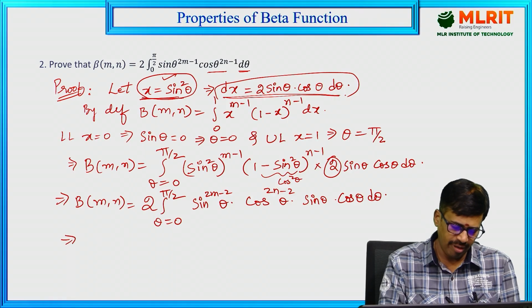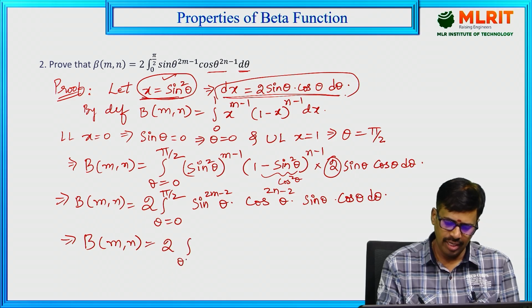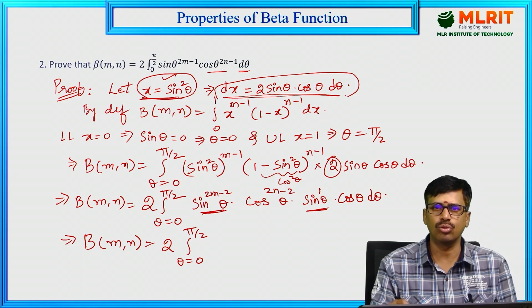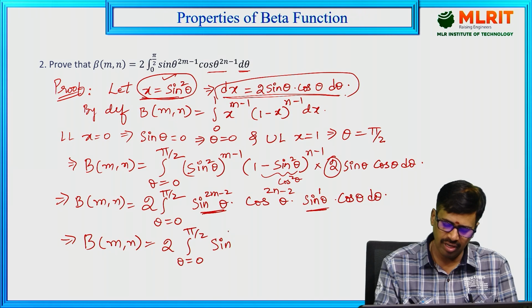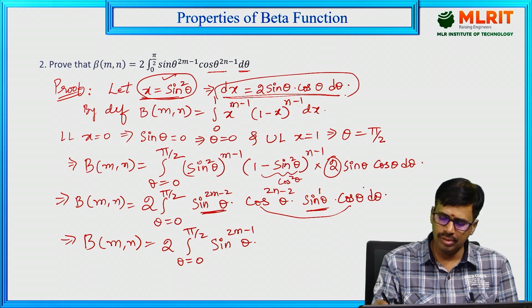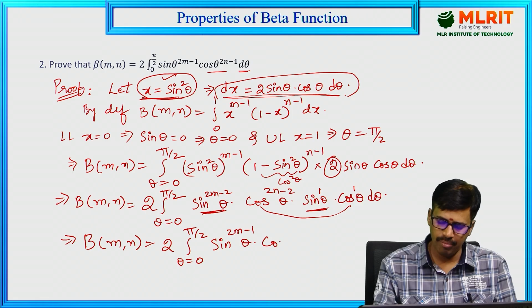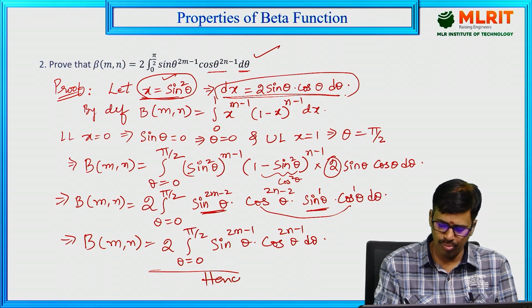So beta of m comma n is equal to 2 times the integral over theta from 0 to pi by 2. Here we have sin power 2m minus 1, and here we have sin power 1. So the bases are the same, so the powers can be added. This can be written as sin power 2m minus 1 theta and cos power 2n minus 2, same again, bases are same, you add, cos power 2n minus 1 theta d theta. This is the result we have to prove. So hence proved.